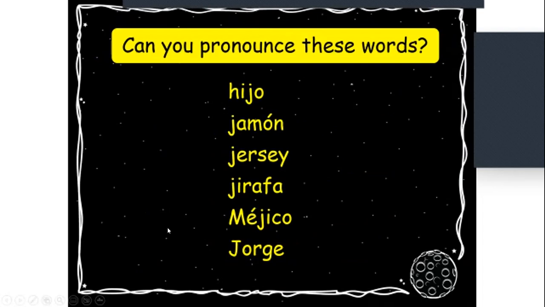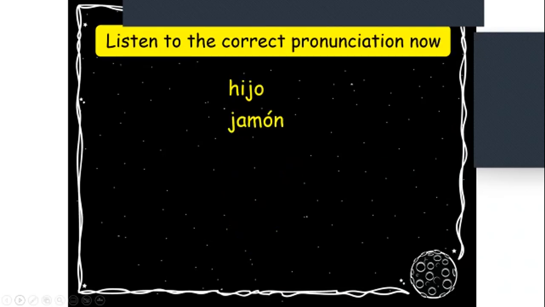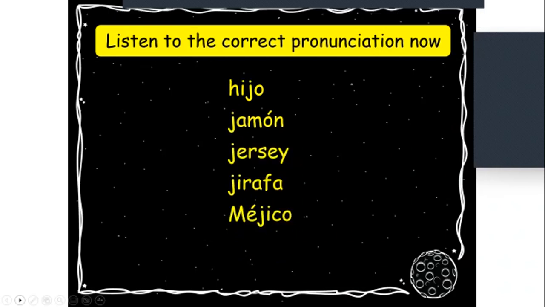Or you could just give them a series of new words that have all got the focus phoneme like these. And I would just say in pairs, 20 seconds, talk to your partner and have a go at pronouncing these. And some of these have got other phonemes that have come up previously, like the silent H as in hijo. We've got jamón, jersey, jirafa. Quick practice in pairs. Maybe we do it together, and then let's check to see if we were correct. Hijo, jamón, jersey, jirafa, México, Jorge.